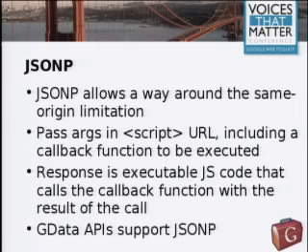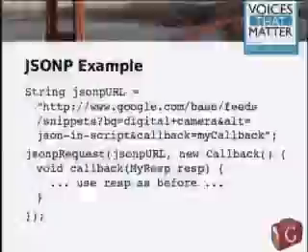Google's GData APIs, for example, support JSONP, since most of your applications that would be accessing GData APIs are not running on Google servers, so it's not very useful if you can't access a different domain.